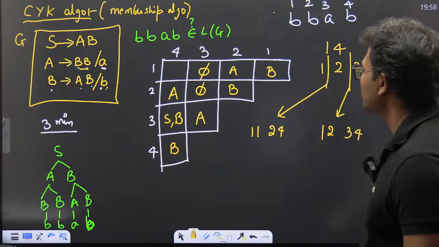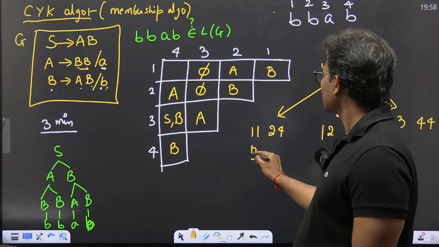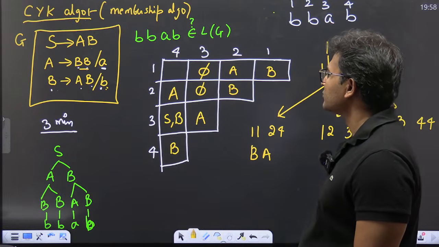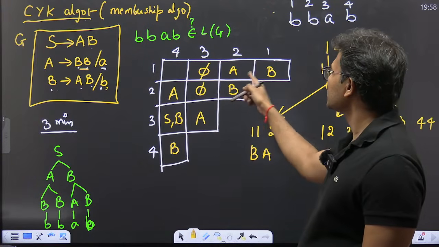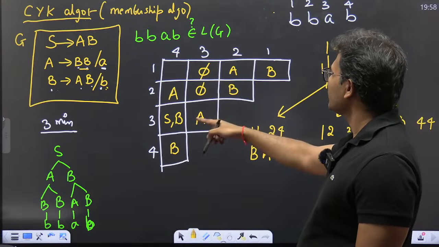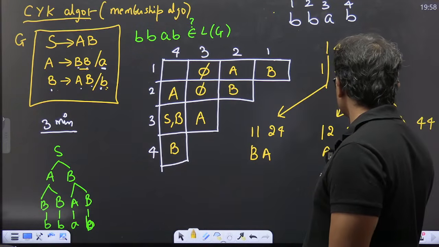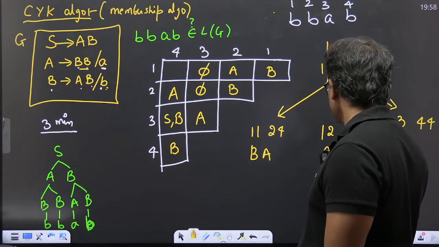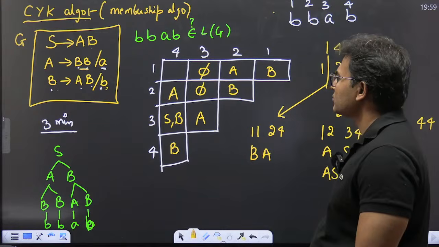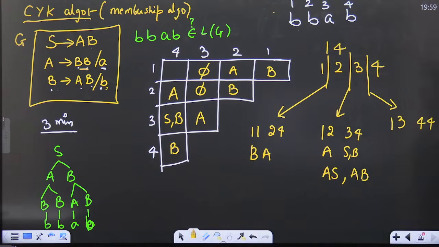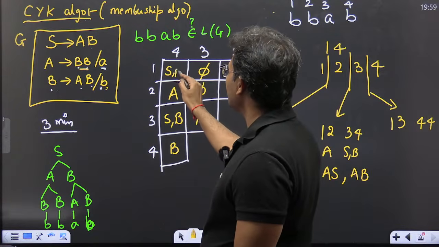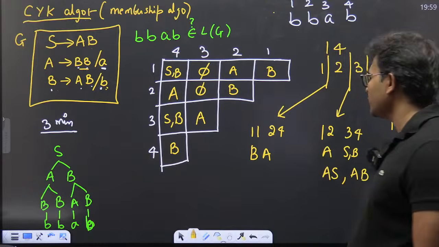So what do you get here? 1 1 is B, and 2 4 is A. So BA. And then 1 2 is A, and 3 4 is S comma B. So you are going to get AS, AB. AS is not present here, but AB is present. Therefore, you are going to get S comma B.